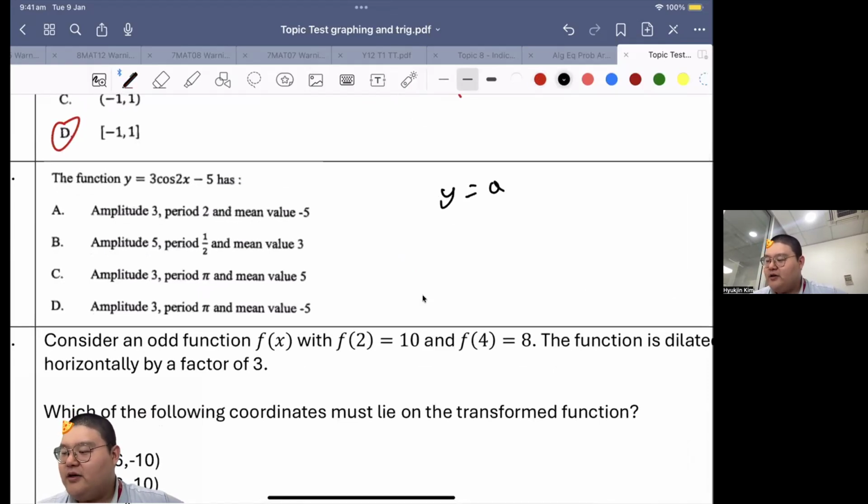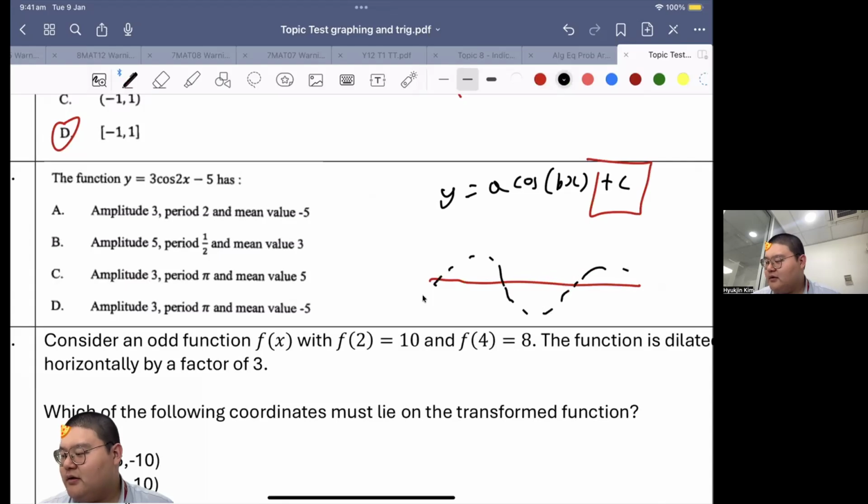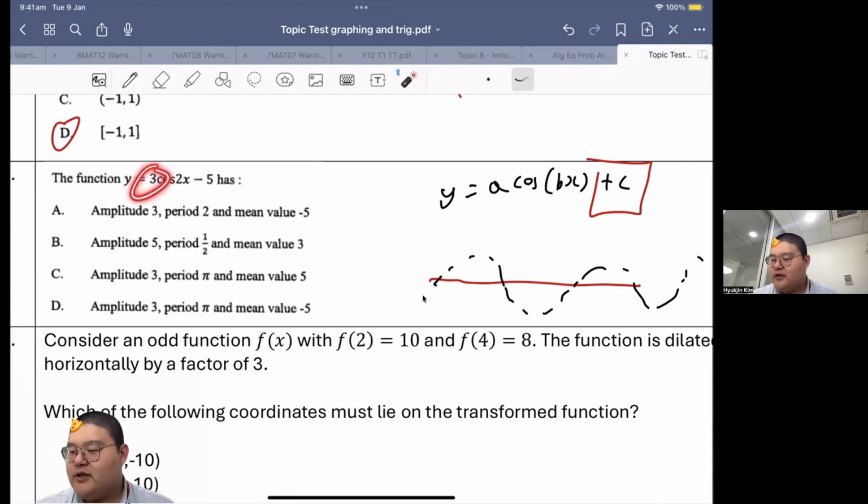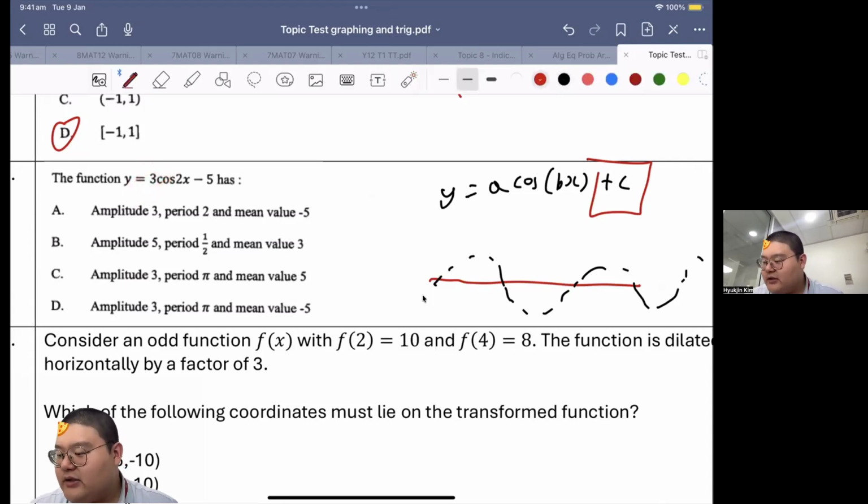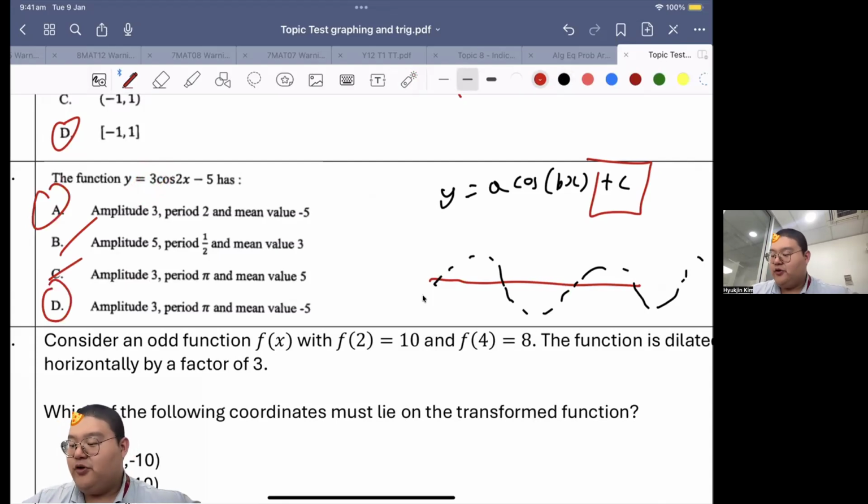y equals a cos bx plus c. The mean value just means the center of motion. That means it's the average that everything goes around. And then the curve goes around it like this, always. And now the amplitude is 3. So I can clearly tell it's not this guy or this guy. It has to be either this guy or this guy because the amplitude is 3 and the mean value is -5, sorry. And now what do we need to do?